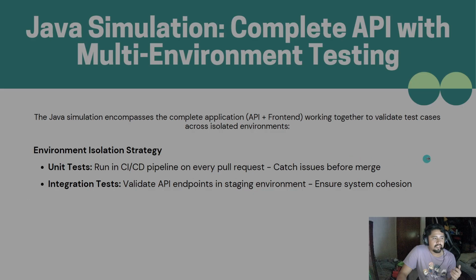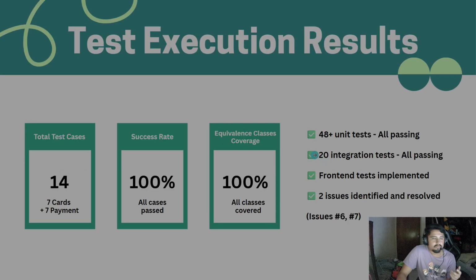Now we have the execution. The results were excellent. We achieved a 100% success rate on our final test run. During the process, our QA team identified and resolved two issues, numbers 6 and 7, before they could reach production. This demonstrates that our comprehensive suite of over 48 unit tests and 20 integration tests is effective and maintains quality.